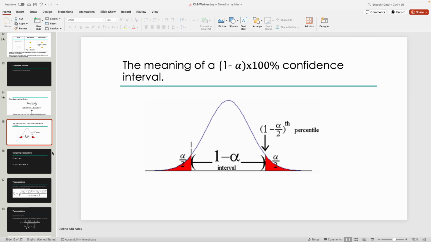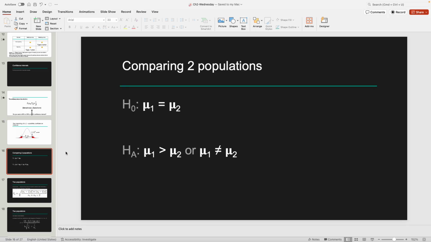Okay, and now we're going to do the same thing, but we're going to do two populations. So when we're comparing two populations, a different setting, we want to compare population 1 to population 2. That's our null hypothesis, which is always a statement of equality. The alternative is that one is bigger than the other, or that the two values are not equal.